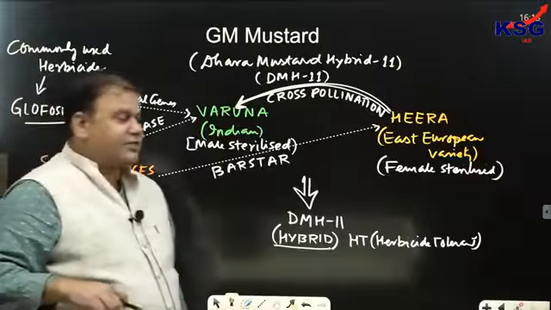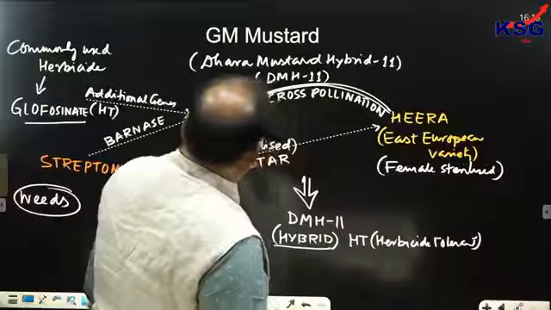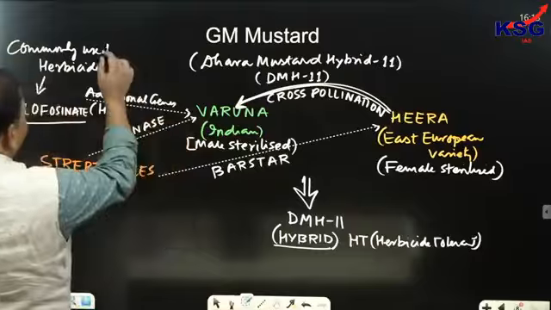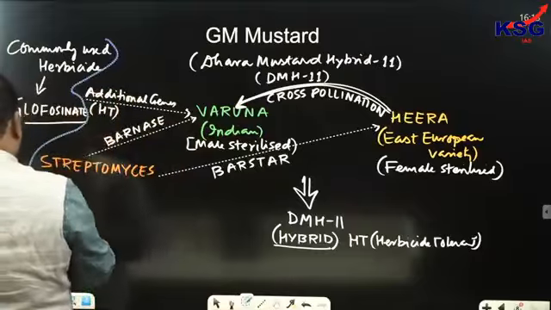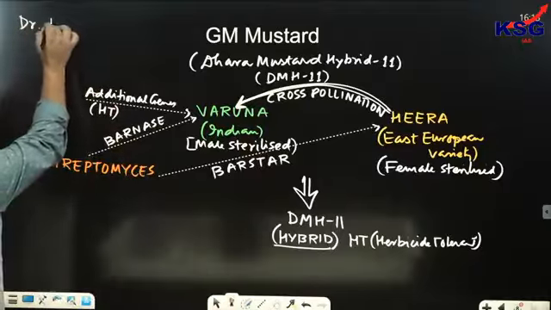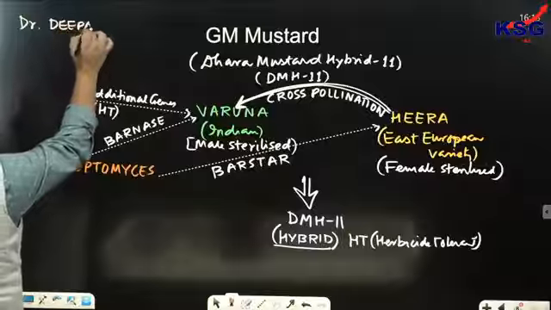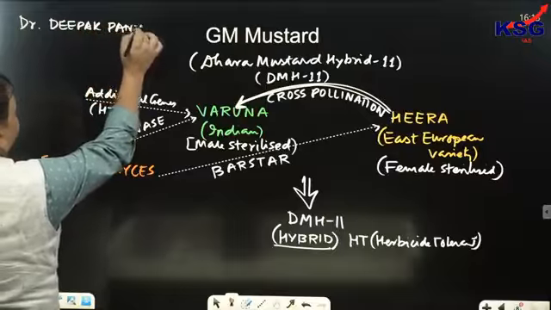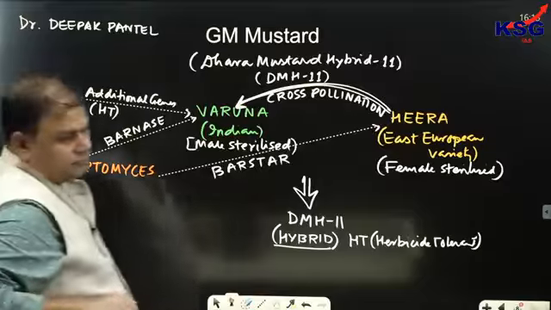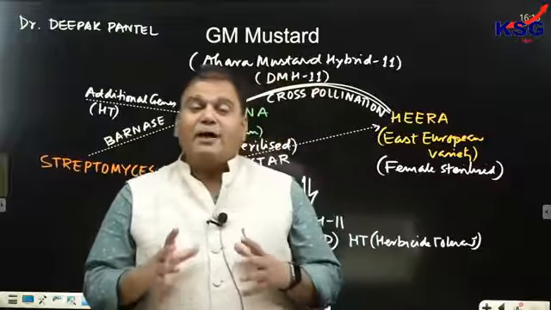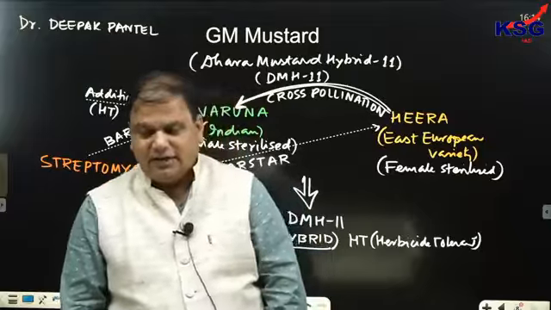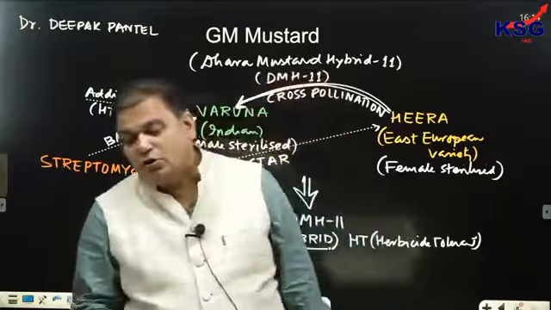A scientist of Delhi University, headed by Dr. Deepak Pental, developed a transgenic variety of mustard called DMH11.